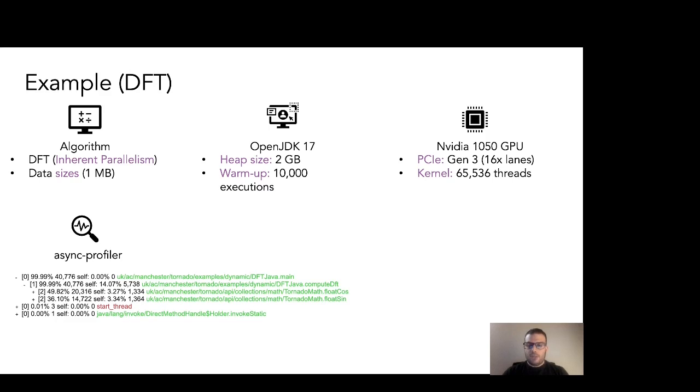And then I use TornadoVM and the parallel implementation that we have implemented in our repository for the DFT. And I run on an NVIDIA 1050, which uses PCIe generation 3 with 16 lanes. And as the number of threads that I deploy on the GPU, I used the number of elements for the 1 megabyte of data size. And this resulted in a 4,297x performance improvement, which indicates that indeed the actual algorithm is compute intensive.